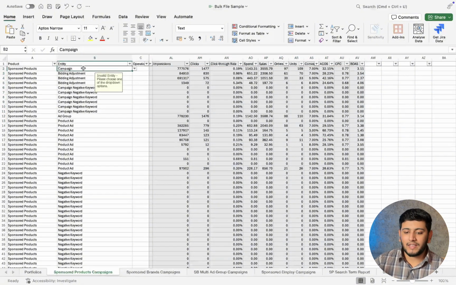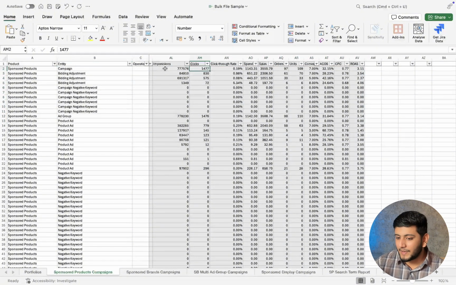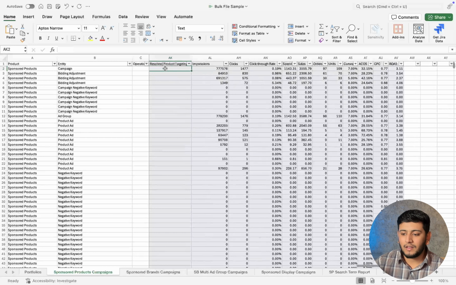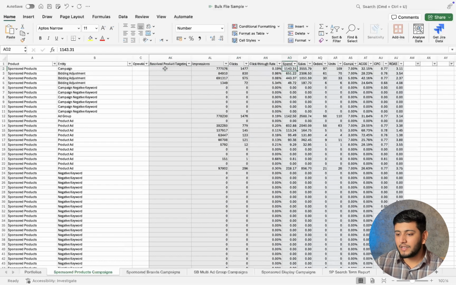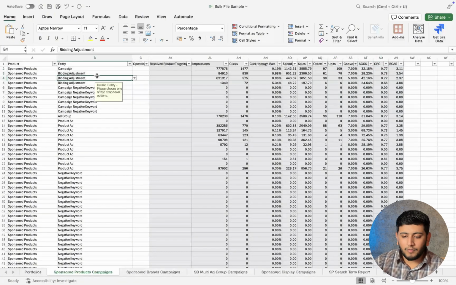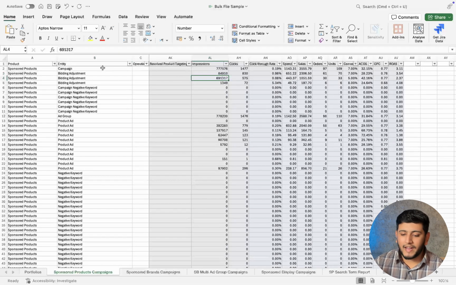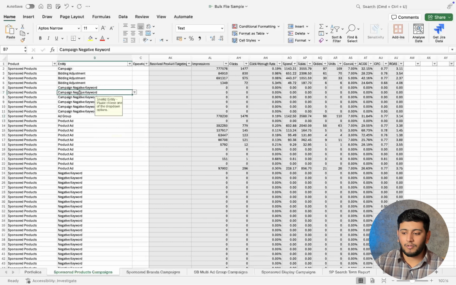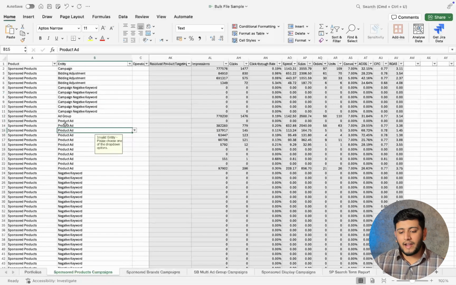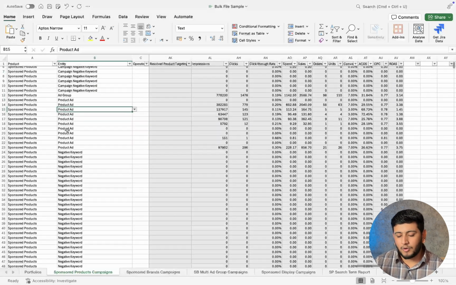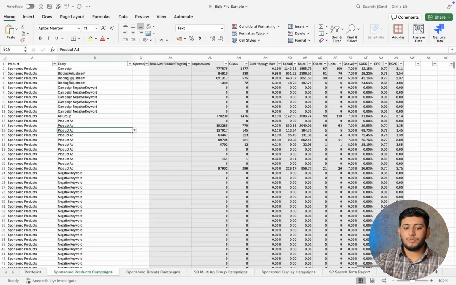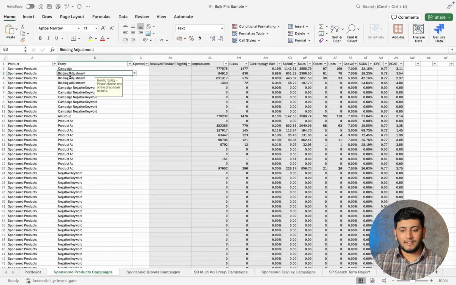Against a campaign, you can see all of the specific impressions for this campaign, clicks, click-through rate, spend, sales, orders, units, conversion, ACOS, CPC, and ROAS. Moving forward, for the bidding adjustments, you will see the same metrics but at a bidding adjustment level. Here you will also see campaign negative, obviously not relevant for the data sets, ad group, product ad, and product targeting ad level. Just to get started, how to interpret this data.